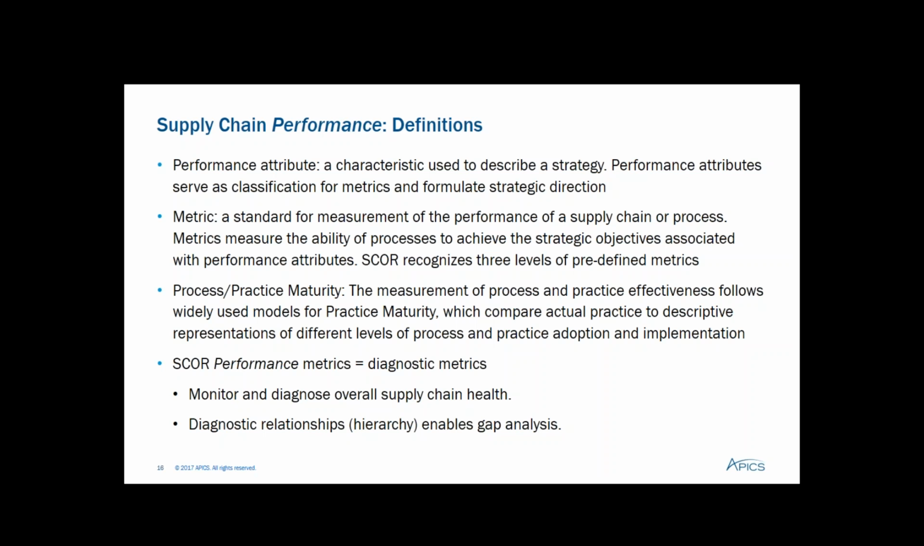Process practice maturity is the measurement of process and practice effectiveness. It follows widely used models for practice maturity, which compare actual practice to descriptive representations of different levels of process and practice adoption and implementation, and generally follow a stages of maturity scale of 4 to 5 levels. SCOR performance provides diagnostic metrics to assist companies solve 2 essential conditions for effective supply chain management: monitor and diagnose overall supply chain health, and provide diagnostic relationships that enable gap analysis.